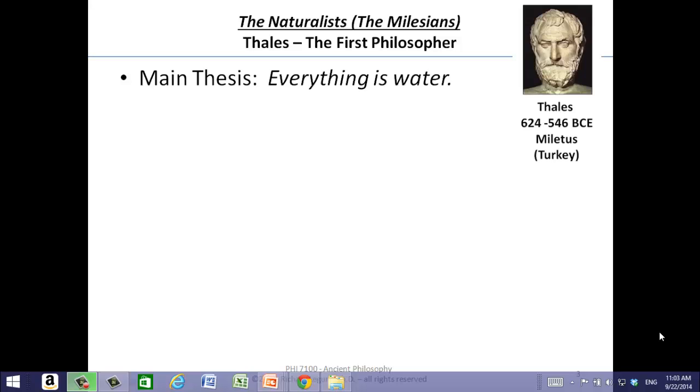Now, to continue our review, there we have the pictures of Thales, and we talked about the fact that he was from a Greek colony in Turkey, that most of Turkey was populated with Greek colonies, a place called Miletus in Turkey, 624 to 546 BC.